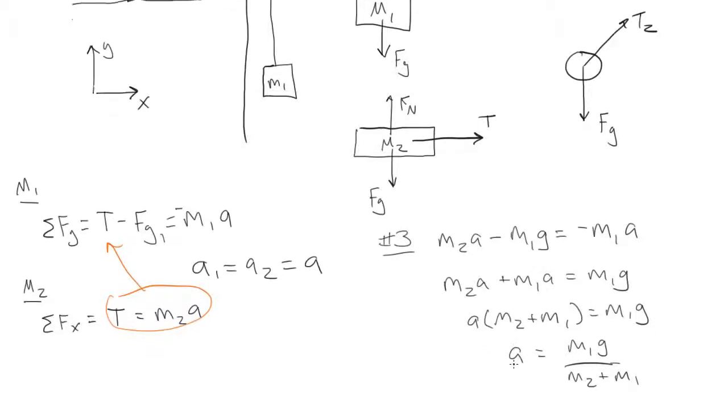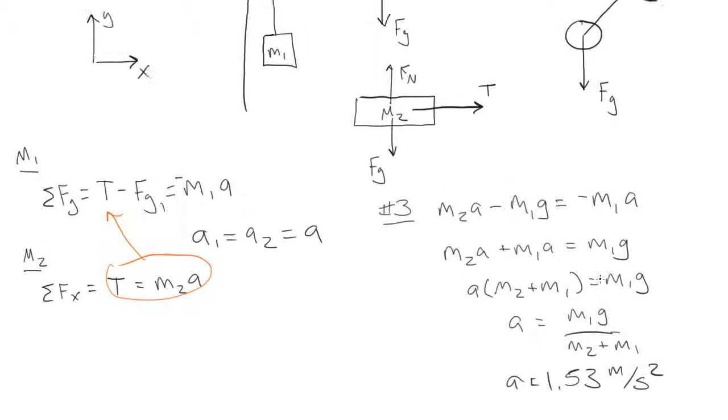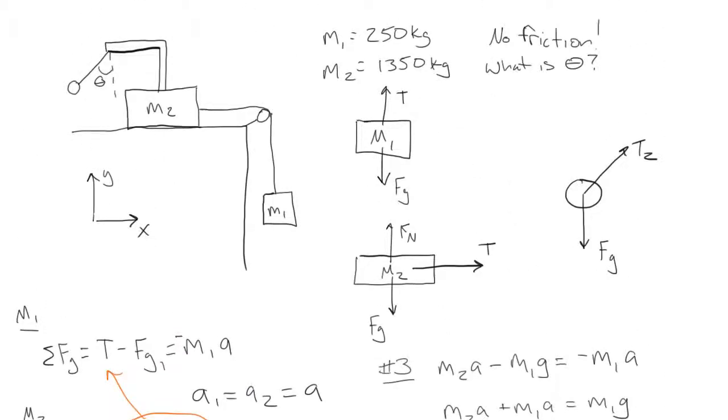So if I solve that, who's got a calculator on them? 1.53 meters. You said 1.53? That sounds good to me. So acceleration, if you plug in the masses, you get 1.53 meters per second squared. All right, so that's our acceleration, but what we're after is not the acceleration. We're after this angle, theta.